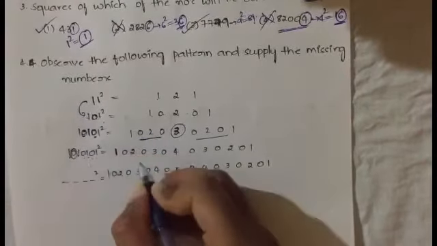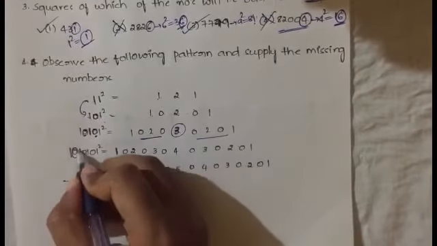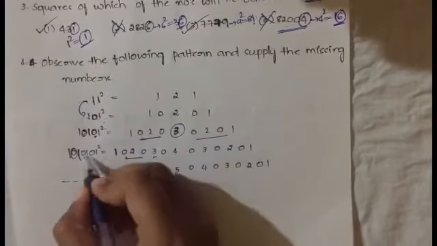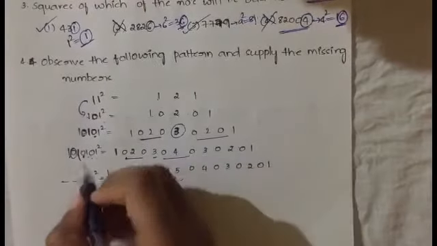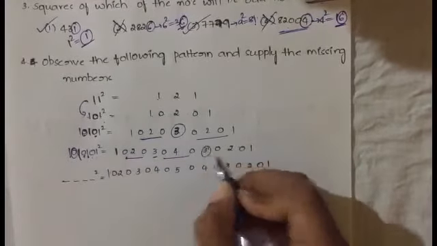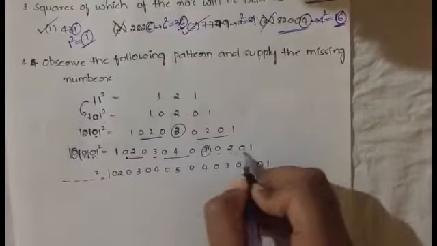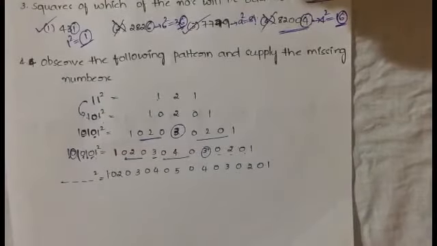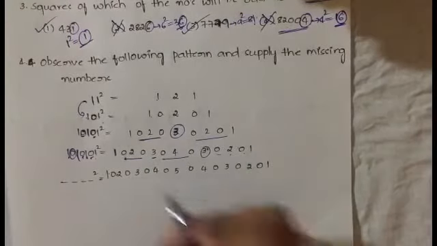Clear? So this 1 will be as it is. For this second 0 you have to write 0 to 0. For this 1 you have to write 3. And again for this 0, 0, 4, 0. Again for this 1 you have to write 3. Again for this 0, 0 to 0 and 1 again. Clear? If you observe it, it is very easy for you. No need to worry.